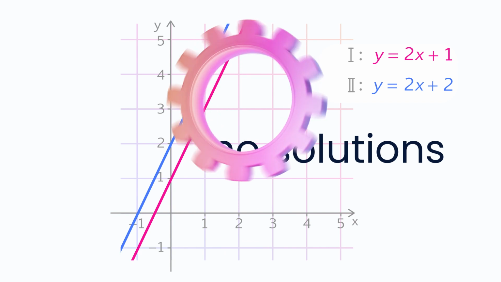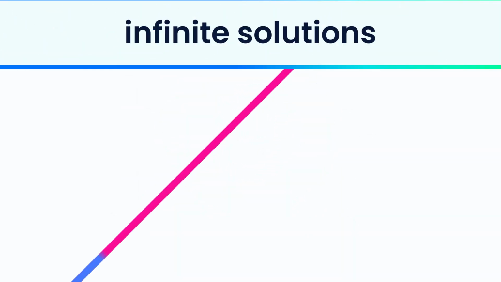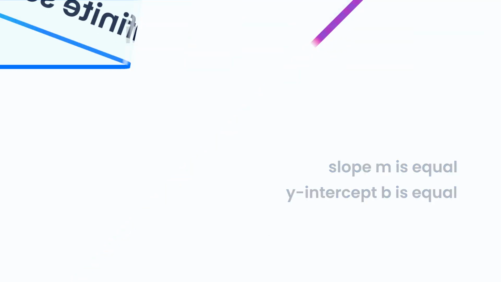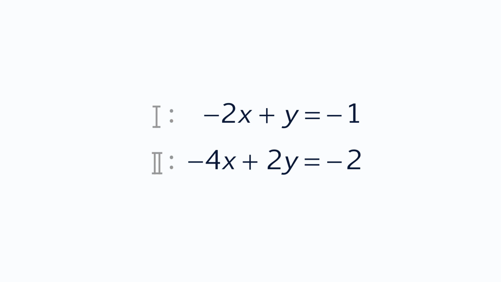Now let's look at one final example. This is a system with an infinite number of solutions. This happens when the slope m is equal and the y-intercept b is equal. Equation 1 is minus 2x plus y equals minus 1. Equation 2 is minus 4x plus 2y equals minus 2. Start by solving for the variable y. Use the change sides, change sign rule.